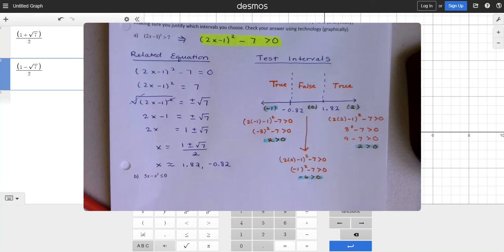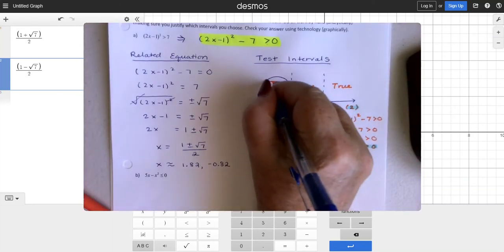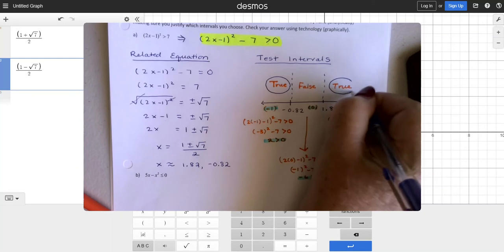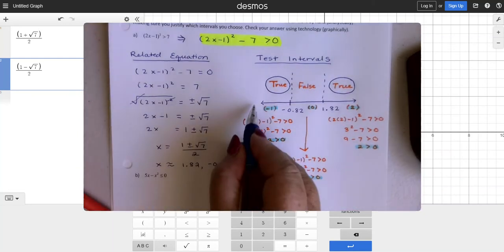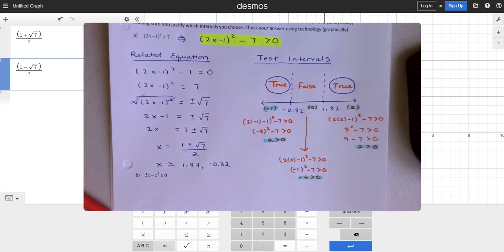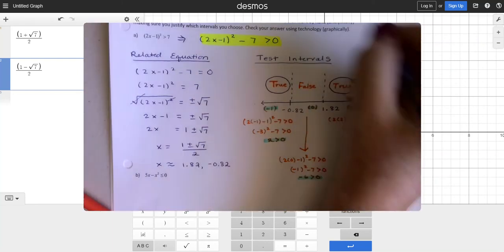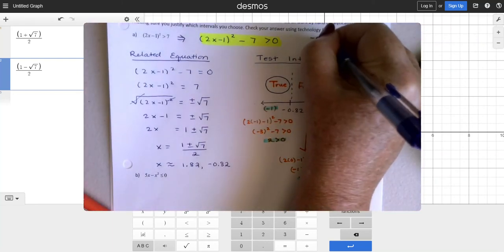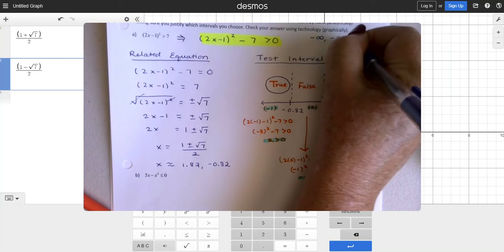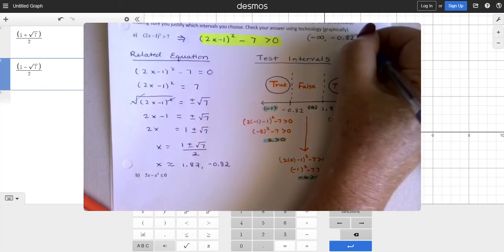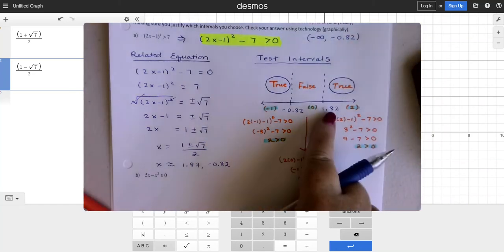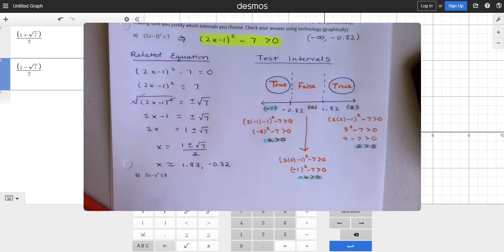Now my final answer is going to be just the intervals that are true. I have 2 places this time where my inequality is true. That would be from -infinity to -0.82, and I'm going to use a parenthesis this time since it's strictly greater than. And again from 1.82 to infinity.